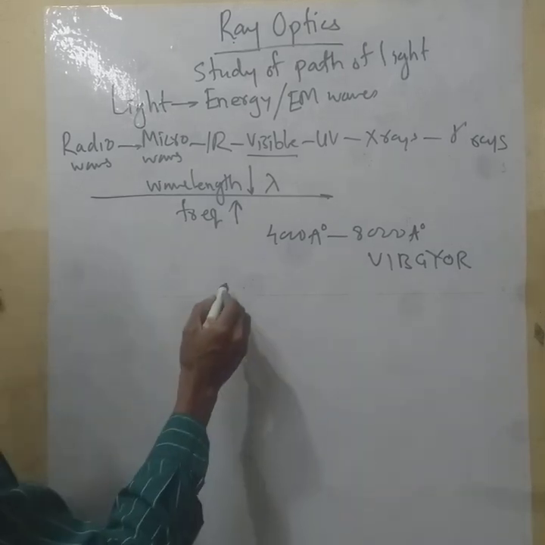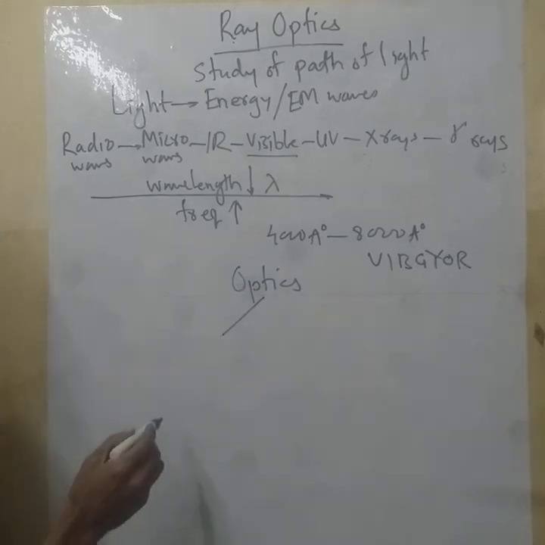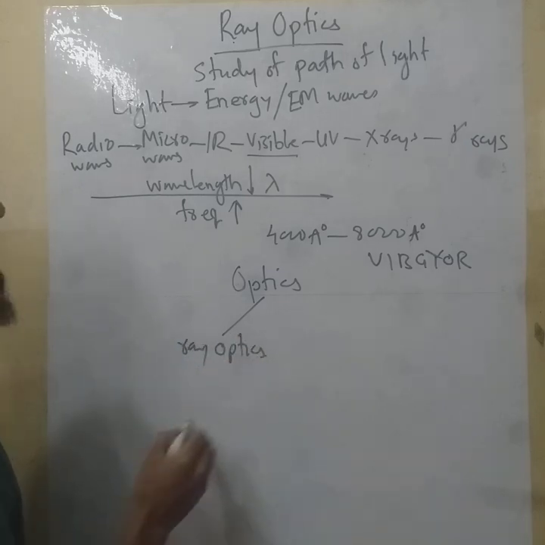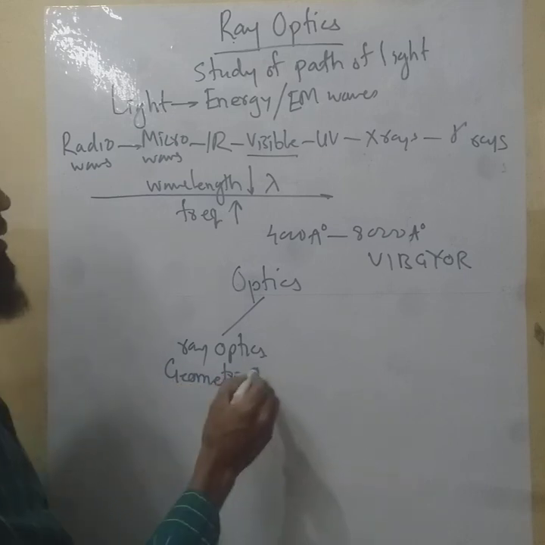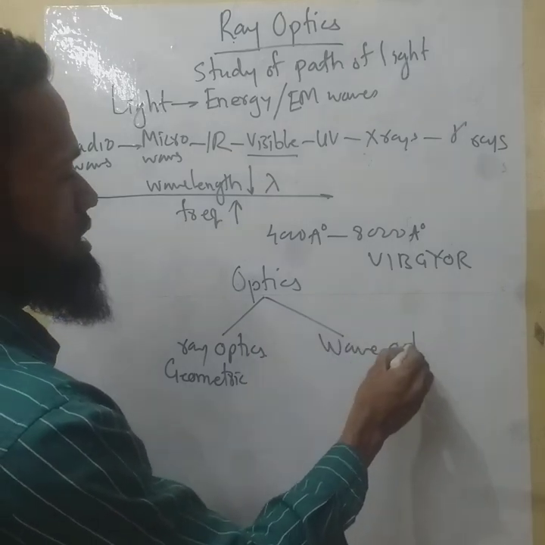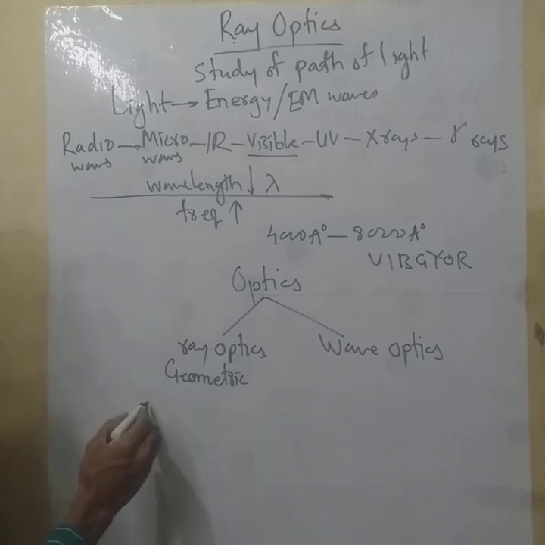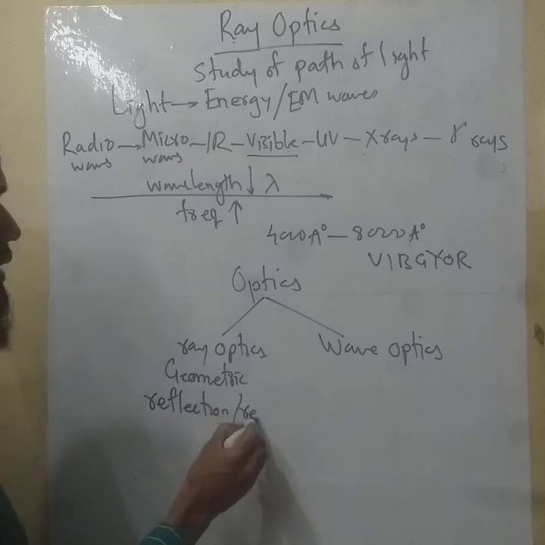There are 2 kinds of optics we will study here. First one is ray optics, that is also called geometric optics, and second one is wave optics. So what is the difference between these 2 types of optics? In ray optics we are dealing with macroscopic phenomena like reflection of light and refraction of light.